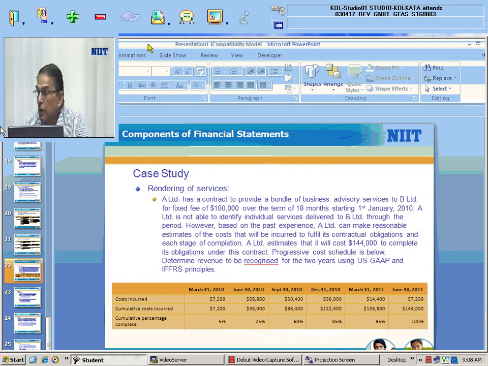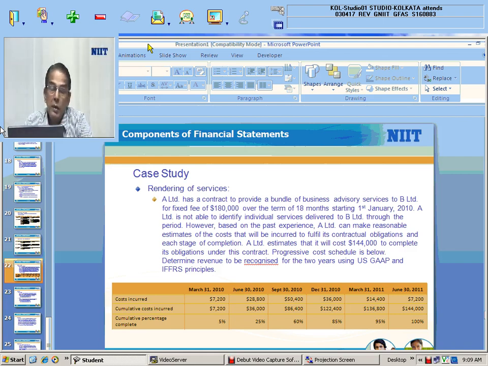March 31st, 2011, that is for the quarter January to March 2011, cost incurred is 14,400. Cumulative cost incurred is 1,36,800, which represents 95% of total cost. So cumulative percentage completion is 95%. And on June 30, 2011, the cost incurred during the last quarter, April to June 2011, is 7,200. Cumulative cost incurred is 1,44,000, and 100% is the cumulative percentage completion. So this is the progressive cost schedule.